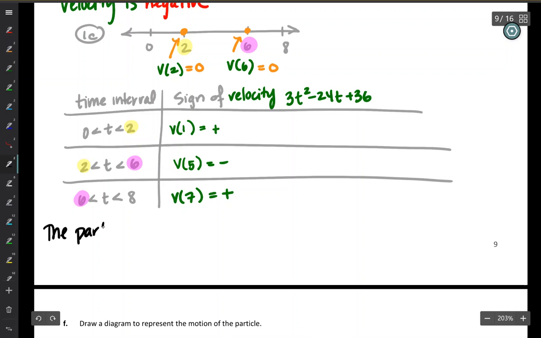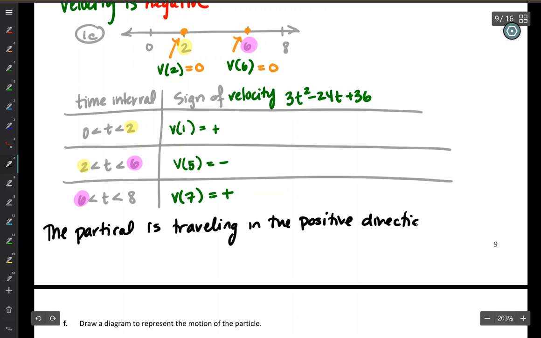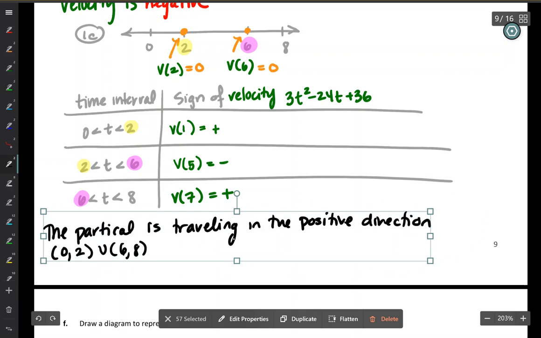So in conclusion, the particle is traveling in the positive direction when velocity is positive. In other words, between 0 and 2 seconds and between 6 and 8 seconds. And if you want to put that in interval notation, you can. How about I do it just for fun? We're going from 0 to 2, and then we're also going from 6 to 8. You don't have to, you can just write it as a sentence.